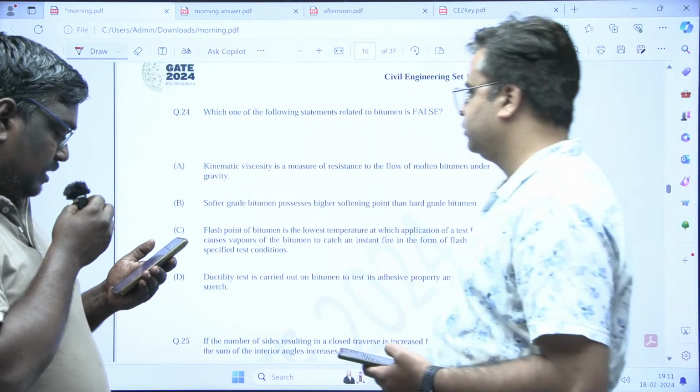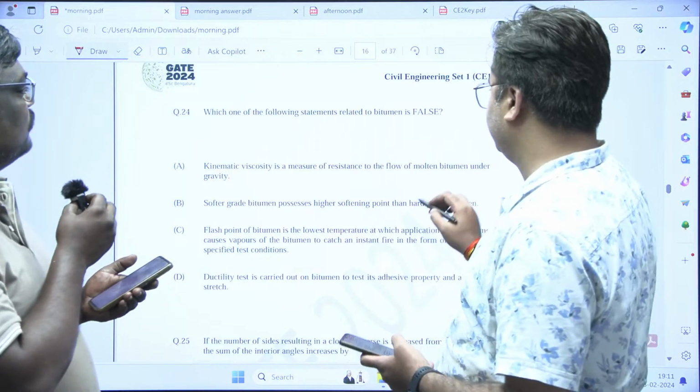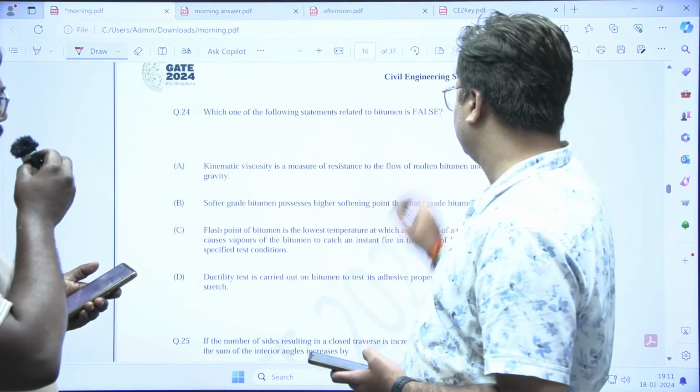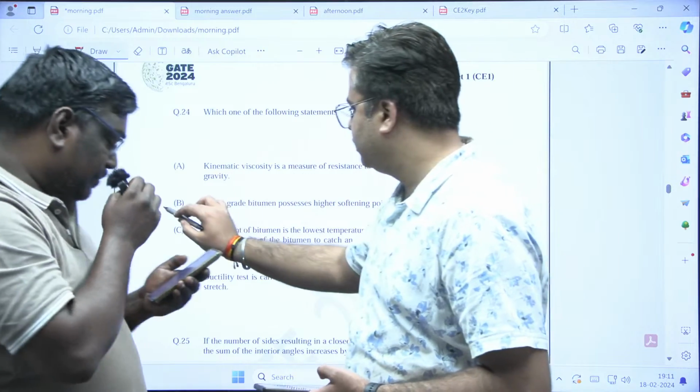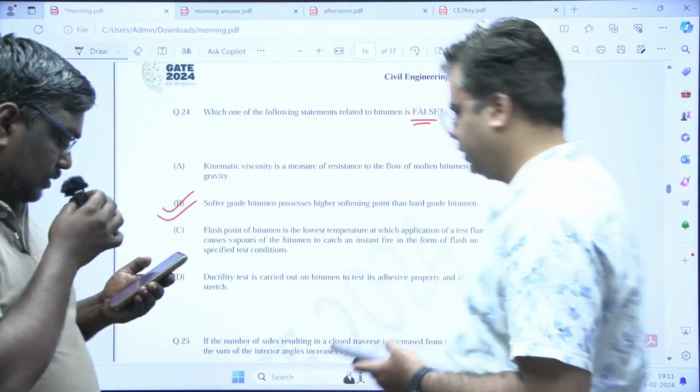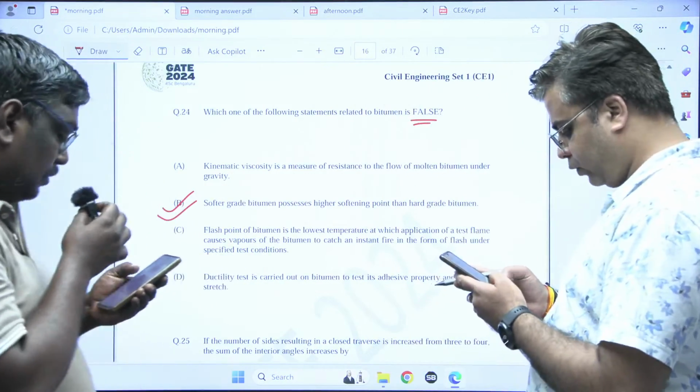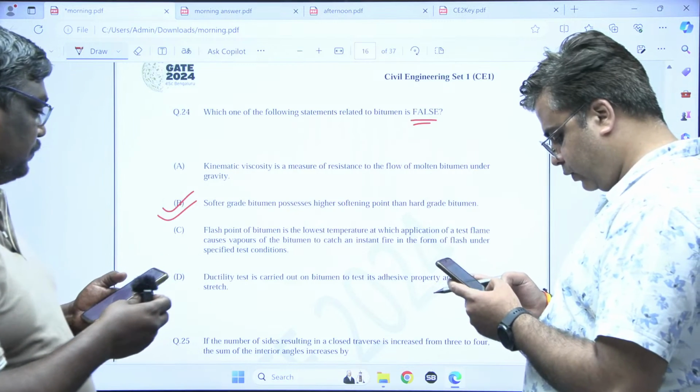Question number 24B. Which of the following statements related to bitumen is false? You can write option B. Check it, sir. This is question number 24B. So 24 is B.